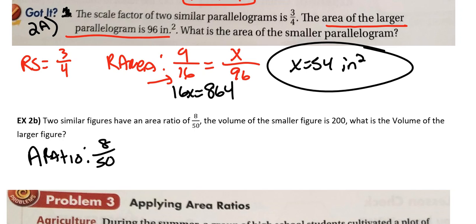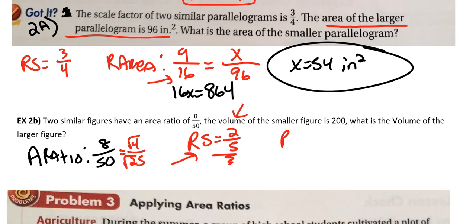Again, 8 over 50, if I took the square root, I'm going to get decimals. So that's not going to help me. So what I want to do first here is reduce this. I can reduce this by 2, and I end up with 4 over 25. So now these are much more recognizable as perfect squares. So my ratio of similarity would be 2/5 if I took the square root. Now, this is not the ratio that I'm using for this problem though, because it says volume. So I have to figure out my volume ratio. So 2 cubed is 8, 5 cubed is 125.